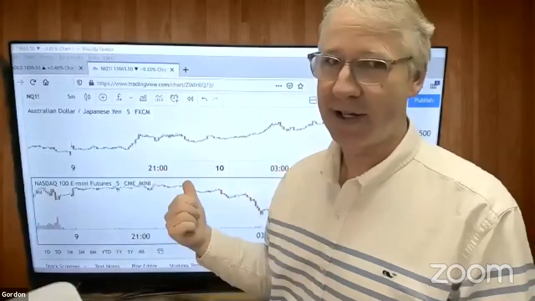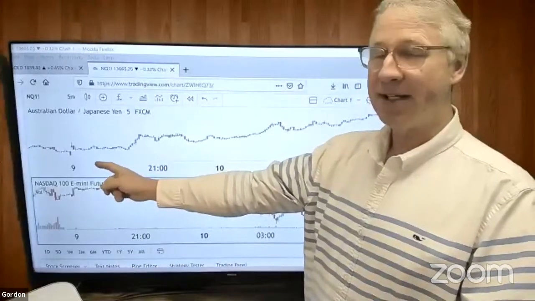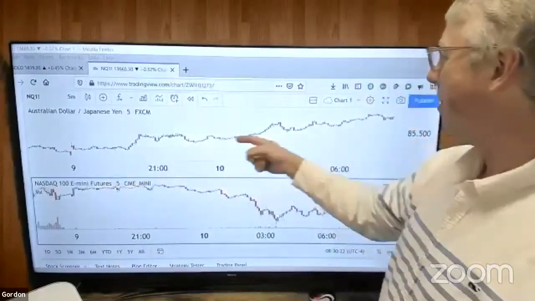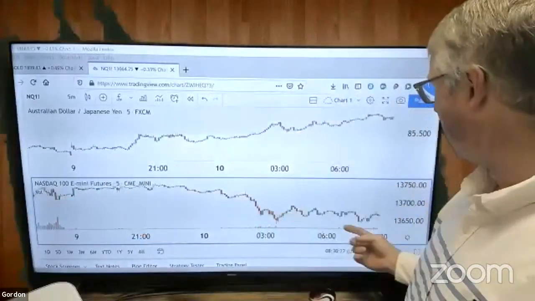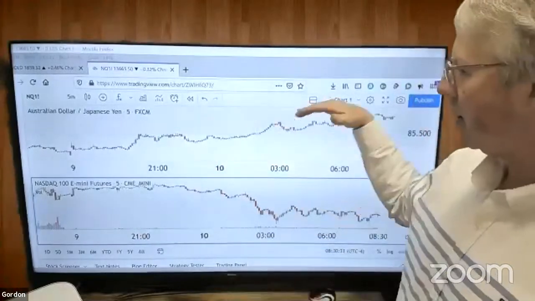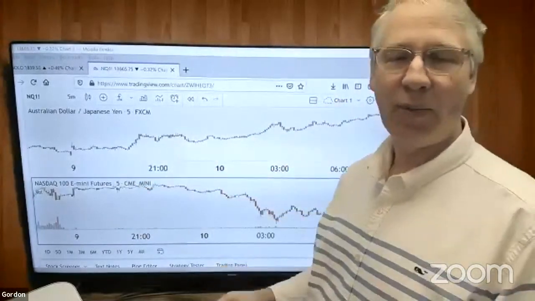And I've got a chart I want you to look at. This is, since the weekend has ended, the difference between what's happening with the Aussie yen and what's happening with the NASDAQ 100 index. Something's got to give. You got a chart going up and you got a chart going down. So what does that say?